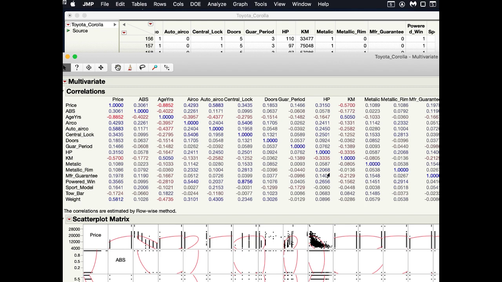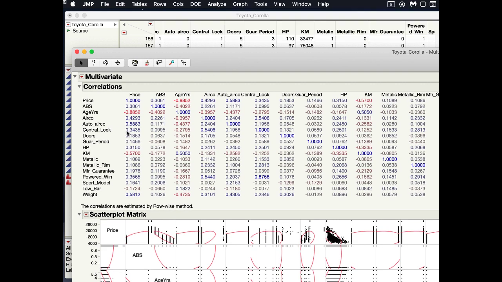Now, looking through the rest of these, none of these look like they're greater than 0.75 or stronger than negative 0.75. So it looks like that's the only collinear relationship that we need to deal with. So we know that we need to get rid of central locks when we're doing our modeling.